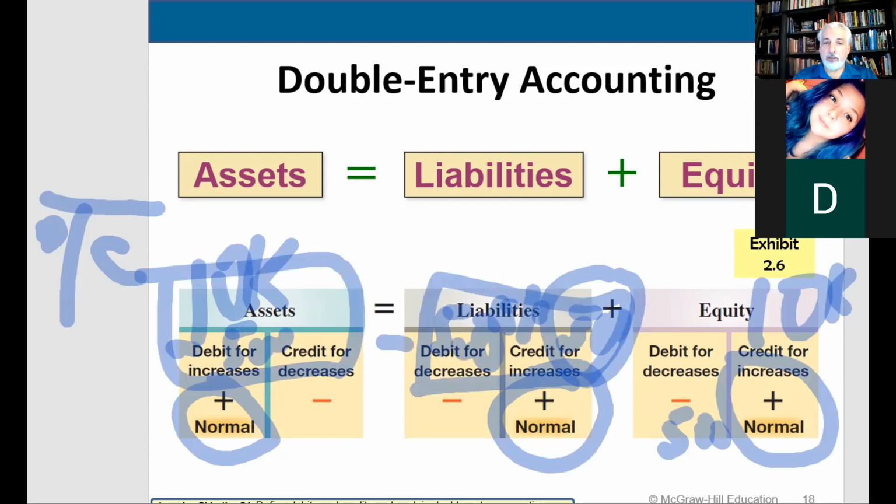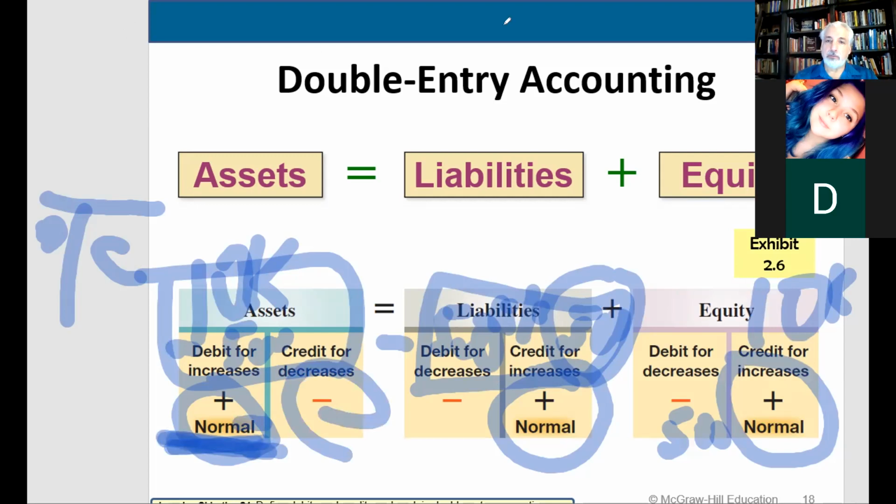Sometimes we buy inventory. One asset goes down and another asset goes up. So our cash would be credited and my inventory would be debited. Our inventory goes up. A debit to an asset account means it goes up. A credit to an asset account means it goes down.